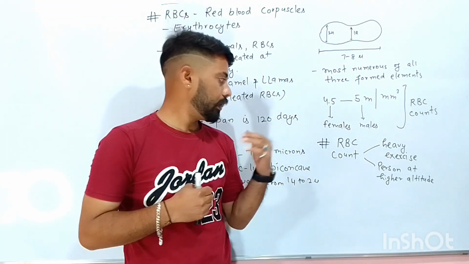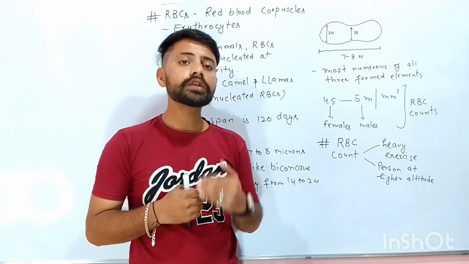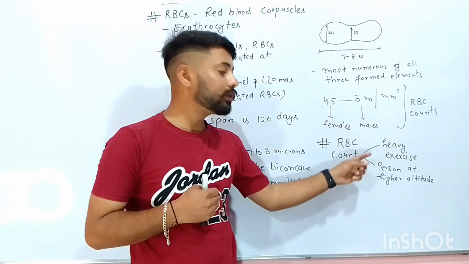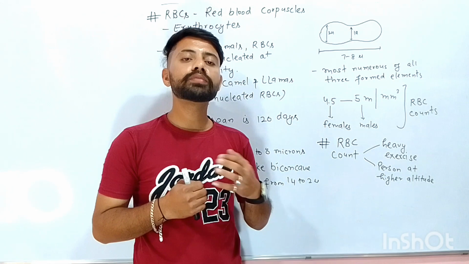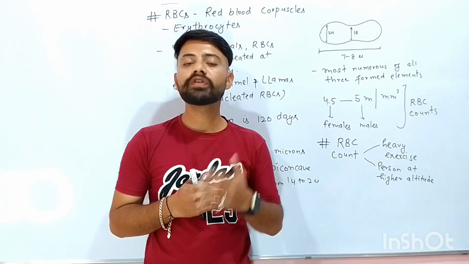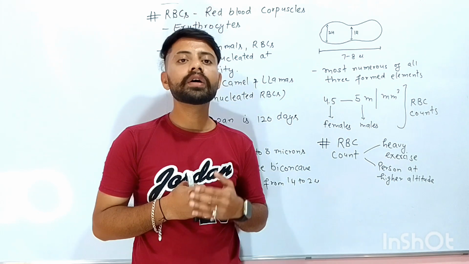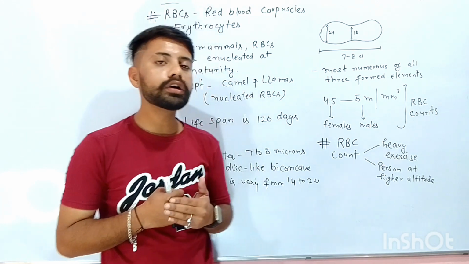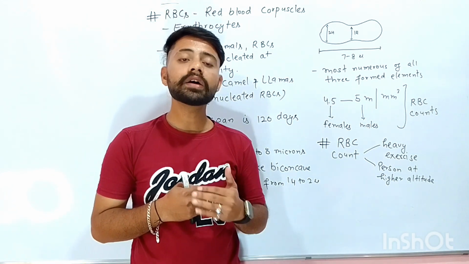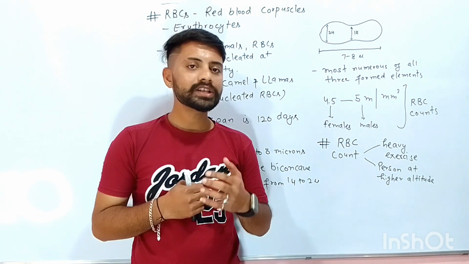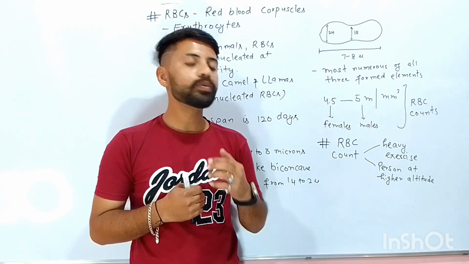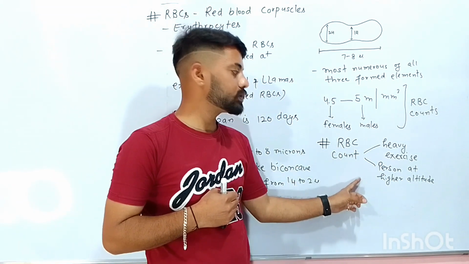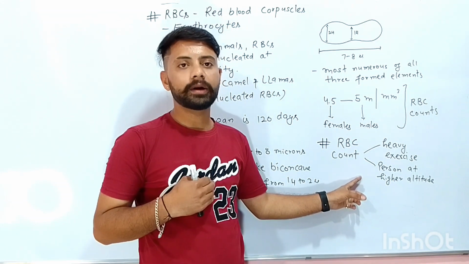So if the person is exercising on a regular basis, his or her RBC count is going to increase as compared to normal to fulfill the increased oxygen demand. And if the person is at a higher altitude or living there, or if we decide to go and stay there, then over a period of time our RBC count is going to increase, because at a higher altitude the oxygen concentration is less. We take more oxygen by increasing the hemoglobin content, and hemoglobin is present in RBCs. So RBC count increases in these two conditions to fulfill the higher oxygen demand.